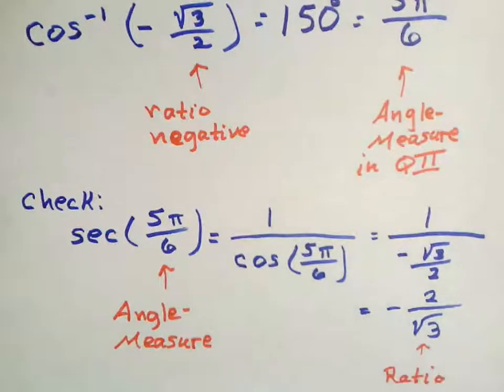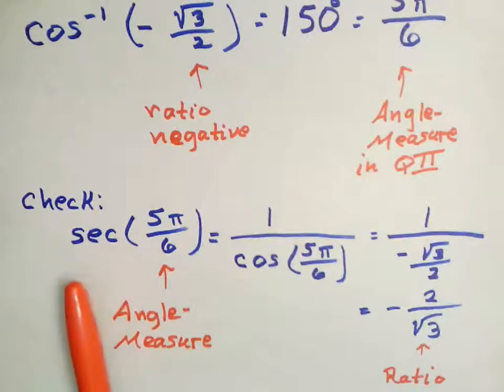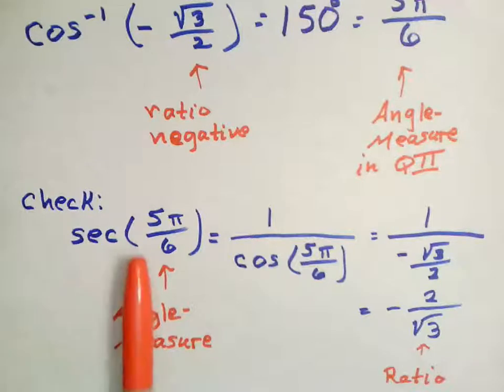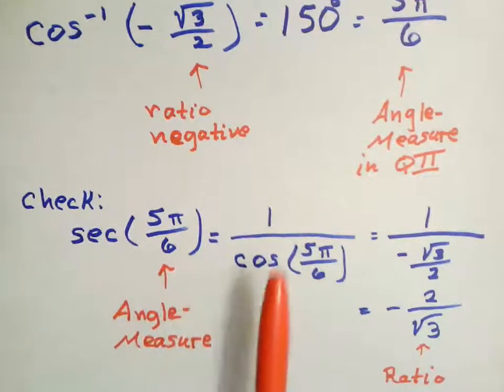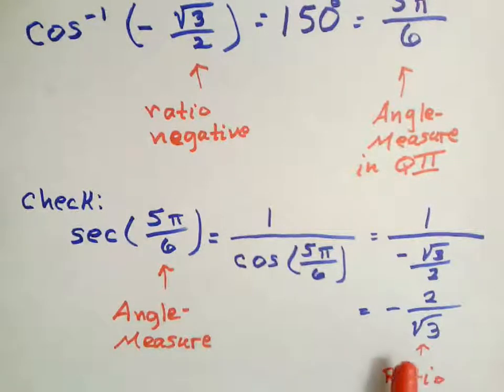Remember that, again, a lot of calculators do not have the secant, so we have to go back and think about our reciprocal functions. So the secant of 5 pi over 6 is the same thing as 1 divided by the cosine of 5 pi over 6, which gives us negative 2 over square root of 3. So the angle measure gives us the ratio.